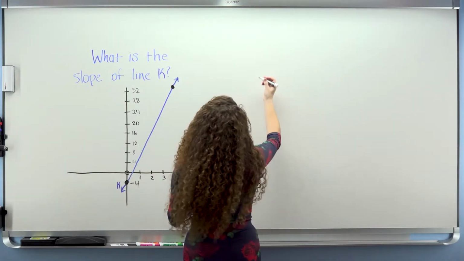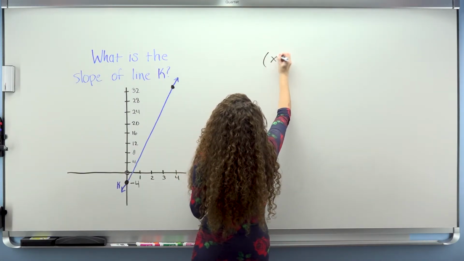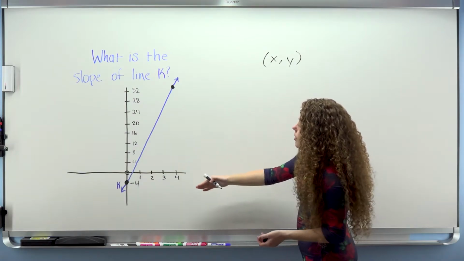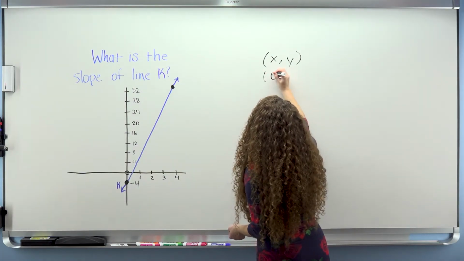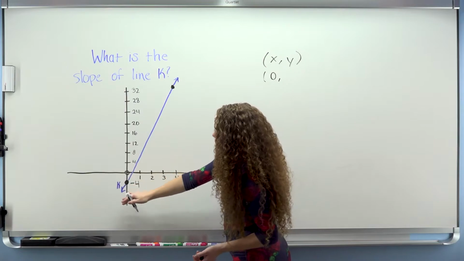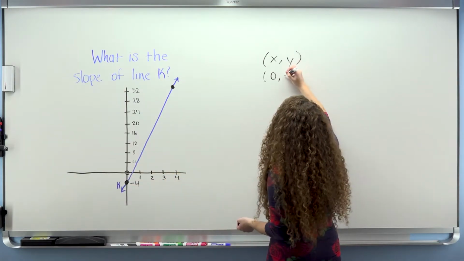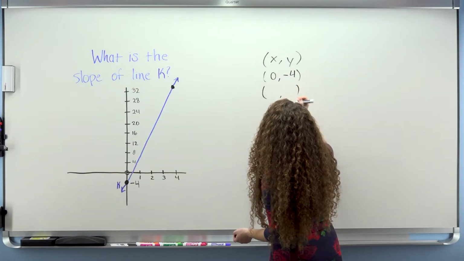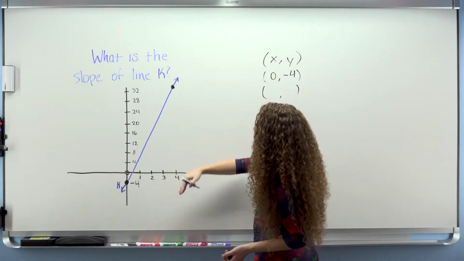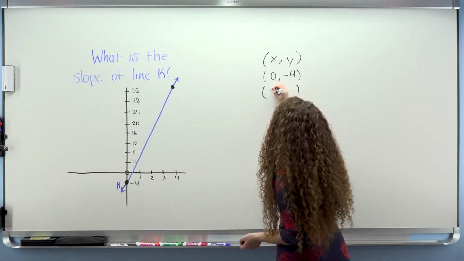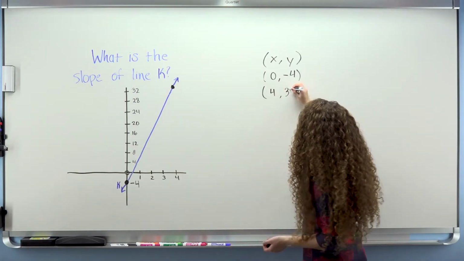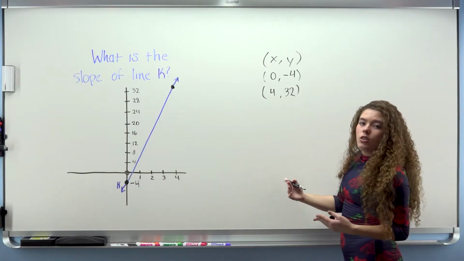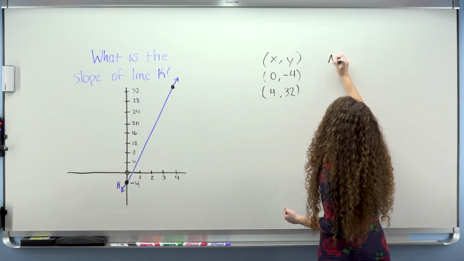So again, just like before, the way you write coordinates would be x, comma, y. Okay? So again, like I just said, we have 0 on the x right here and negative 4 on the y. And then we have this next one of 4 on the x and 32 on the y. And just like we did before, the way to find slope would be delta y over delta x.